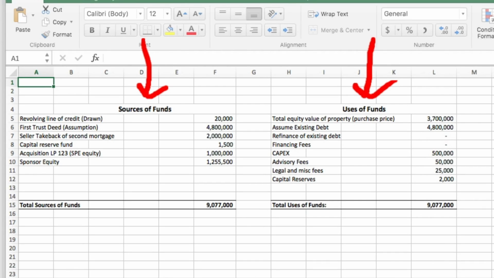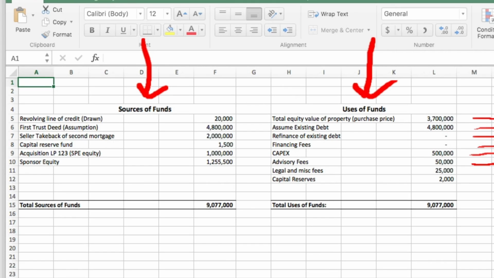work. And so we've got some equity that we're going to have to raise. We've got some debt that we know we're going to wind up assuming in this case. We might have a refinancing line item. I'll talk about that in a minute. We might have a financing line item. We might have some CapEx in here of $500,000 to do some repairs.